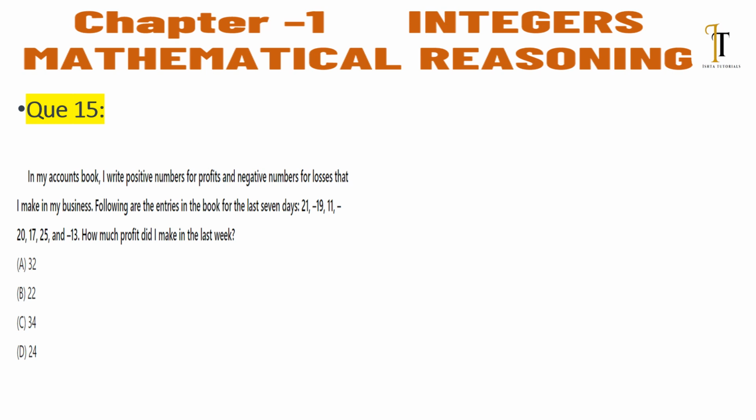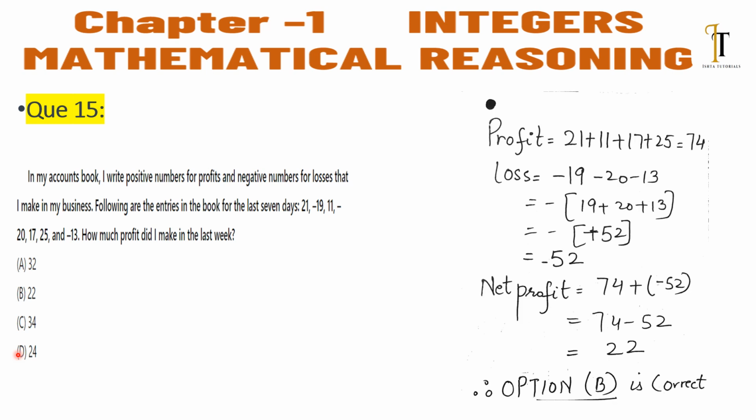Question number 15. In my accounts book, I write positive numbers for profit and negative numbers for losses that I make in my business. Following are the entries in the book for the last 7 days: 21, minus 19, 11, minus 20, 17, 25 and minus 13. Here you need to find the net profit that I made in the last week. Students, let's add all the profits together and the losses together. Now net profit is 74 minus 52, that is 22, which is option B.